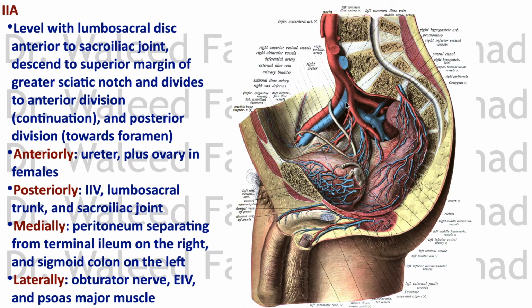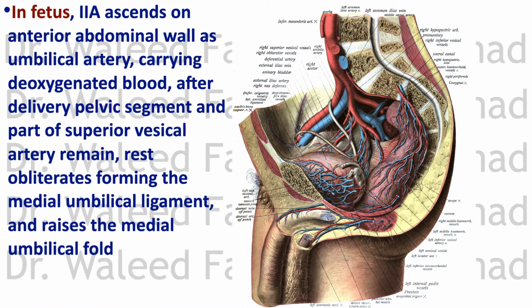This is the external iliac vein. So this is the internal iliac artery. See, it gives many branches, especially from its anterior division. In the fetus, you see this branch coming out of the internal iliac, gives the umbilical artery. See that? It goes to the anterior abdominal wall. It's obliterated now. It's the remnant of the umbilical artery. Umbilical artery carries deoxygenated blood out of the body.